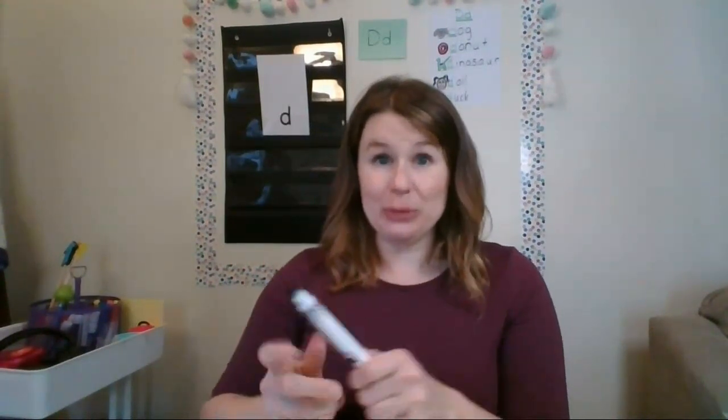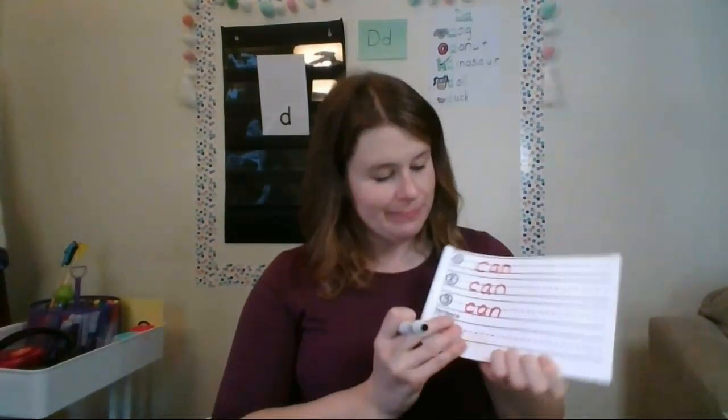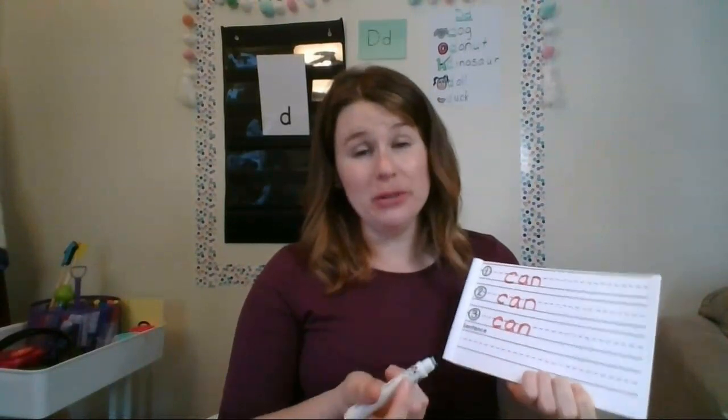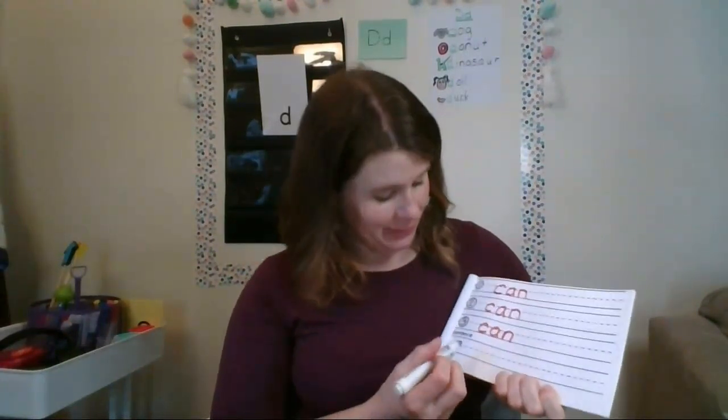Last, we're going to write our sentence. Today, our sentence is going to say, we can dance. Let's count the number of words that are going to be in our sentence. We can dance. How many words? 3. So let's draw 3 lines in our Redword book. We're going to draw a line for every word that we want to write.